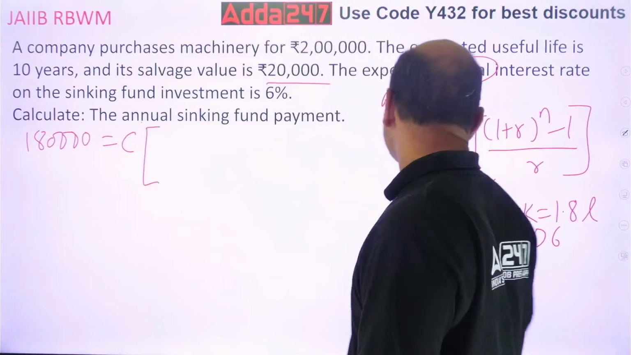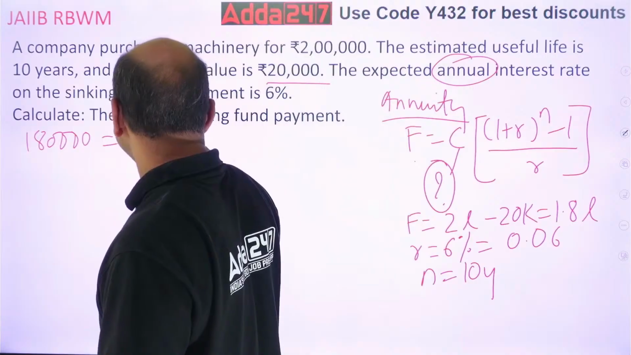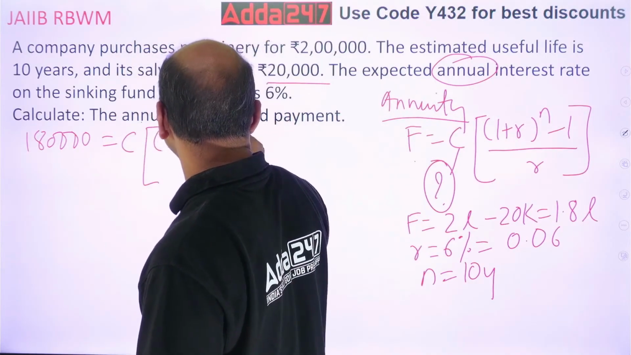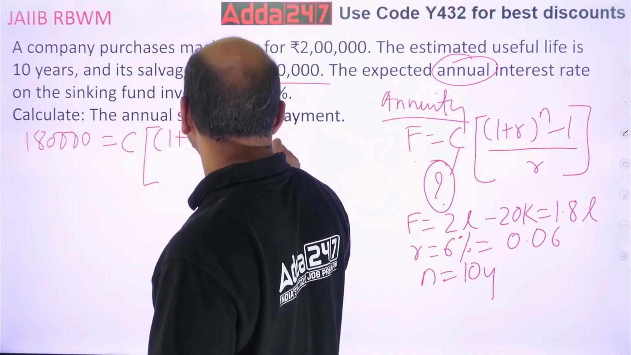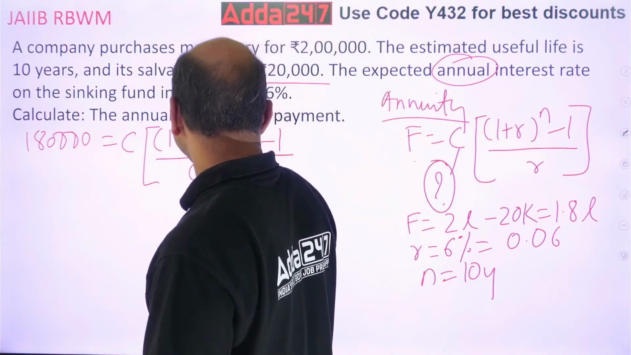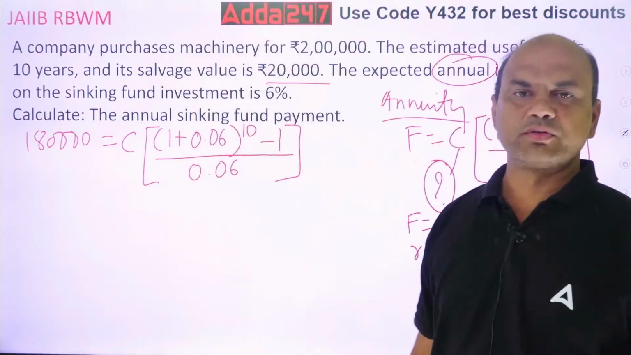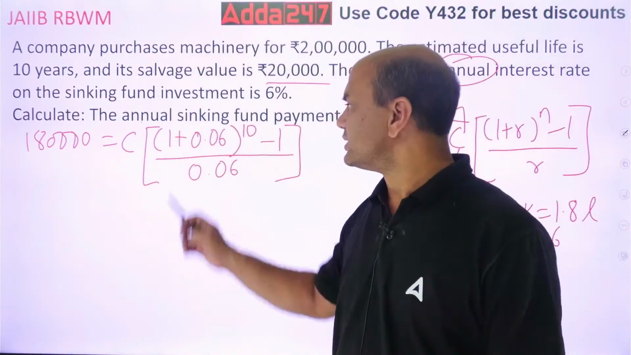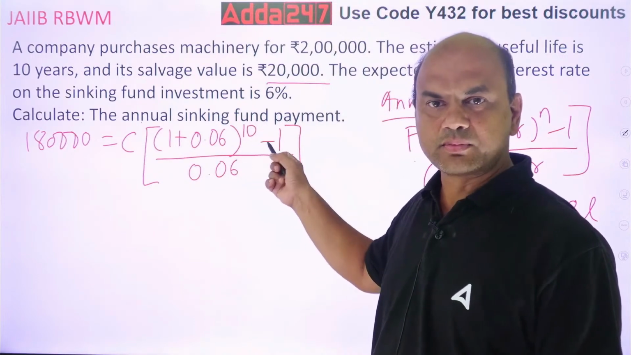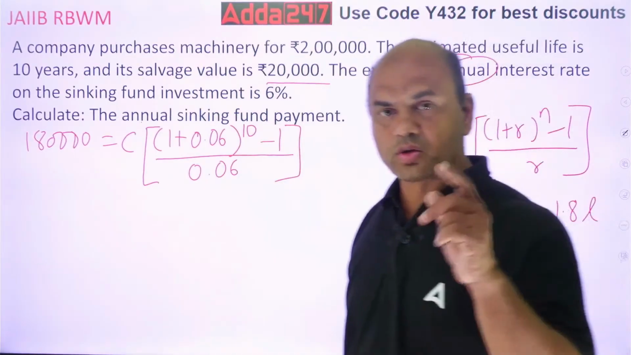Means I'll directly write the point over here. 1 plus R. So 1 plus, what is R? 6%, 0.06, raised to N, 10, minus 1, the whole upon R, 0.06. Do this: 1,80,000 equals C into (1 plus 0.06 raised to 10 minus 1) the whole upon 0.06. Do it on your calculator.